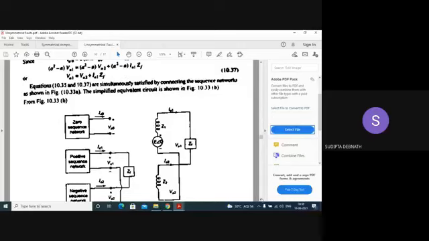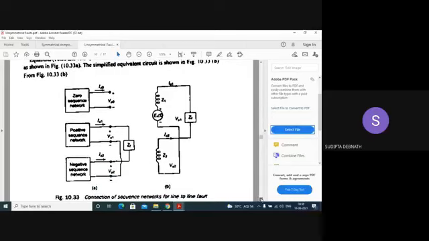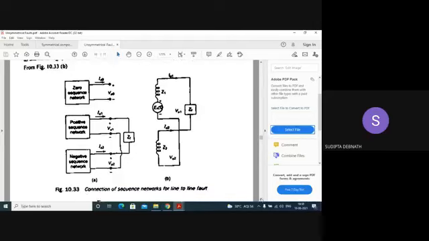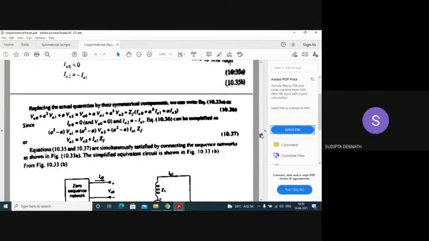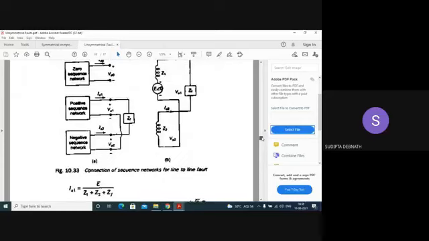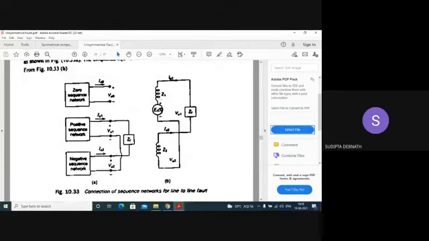So in a line-to-line fault, the zero sequence network is not connected, so zero sequence current cannot flow, because the fault is not a grounded fault. Now you have to find out IA1, which you have found: IA1 equal to E by Z1 plus Z2 plus ZF. It is actually Z1 plus Z2 plus ZF, all three impedances, and the source is this one.